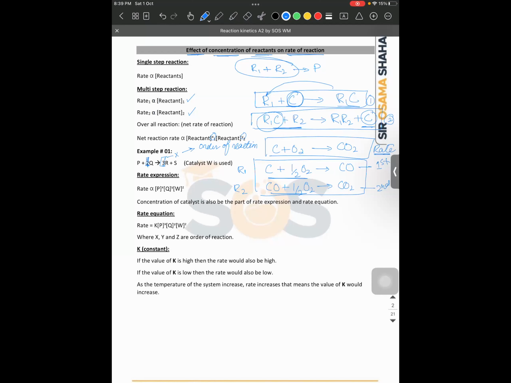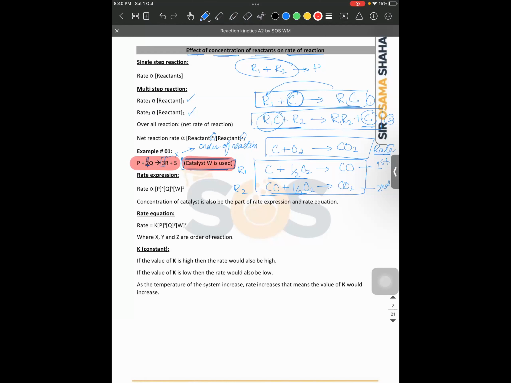ठीक है. And one more thing, when you are going to write the rate of reaction expressions, so remember if you are using catalyst, so the concentration of catalyst is going to be added in the expression as well. So right now over here we have this equation. If you just focus on this equation right now, and this is actually the catalyst over here.